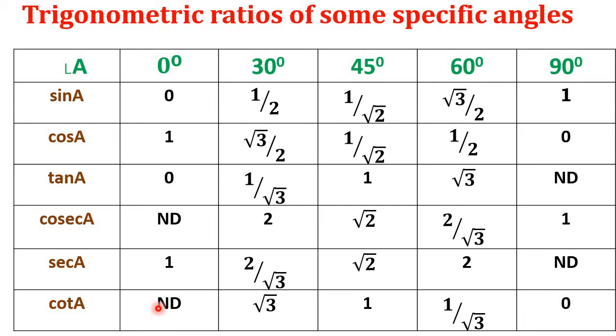Similarly, cot of the angle is reciprocal of the tan of the angle. So reciprocal of 0 is 1 by 0, which cannot be defined. Reciprocal of 1 by root 3 is root 3. Reciprocal of 1 is 1. Reciprocal of root 3 is 1 by root 3. And the reciprocal of not defined is 0. Cot of the angle 90 is 0. Or we can take cot of the angle is equal to cos of the angle over sine of the angle. So cot of the angle is nothing but cos of the angle over sine of the angle. Therefore 0 by 1, which gives 0.